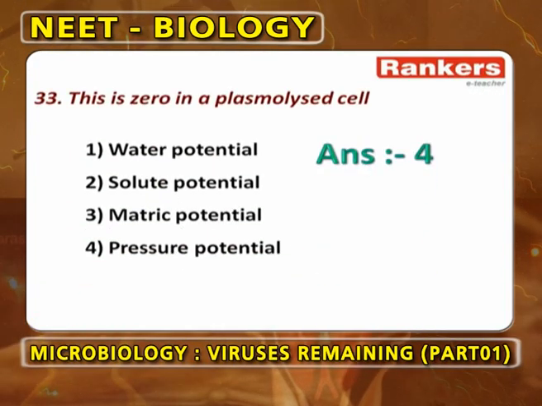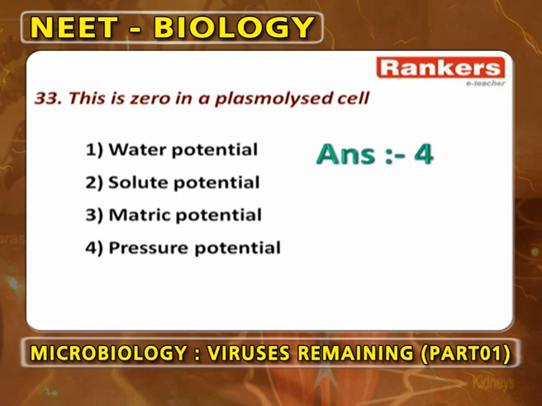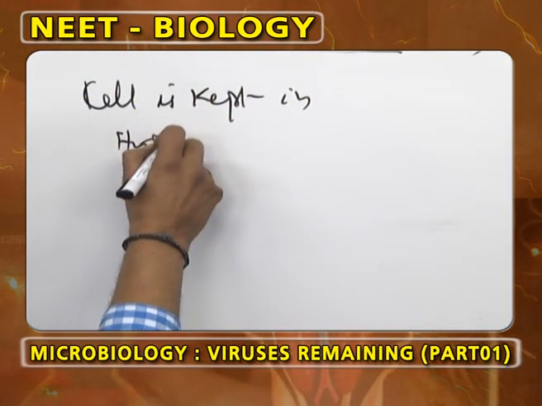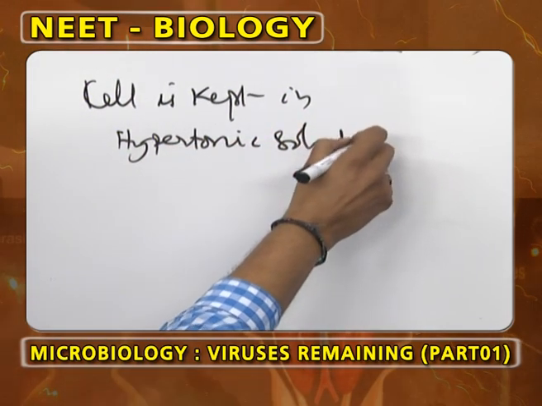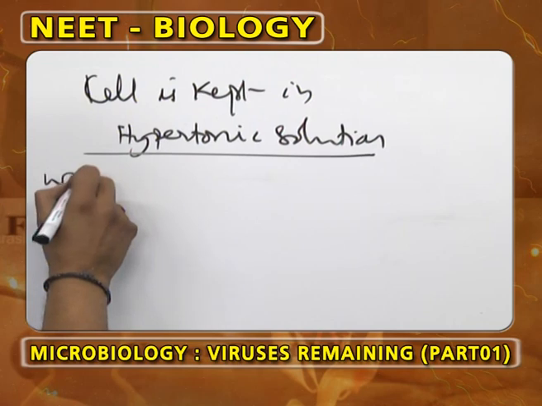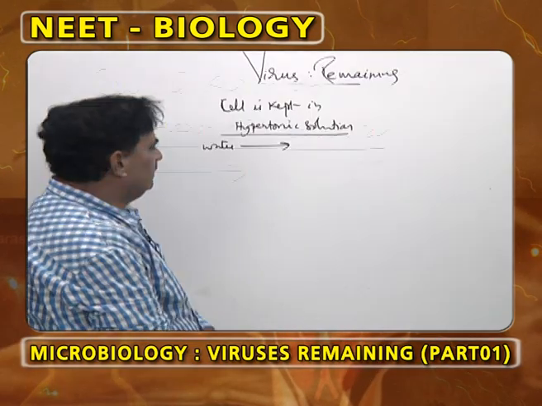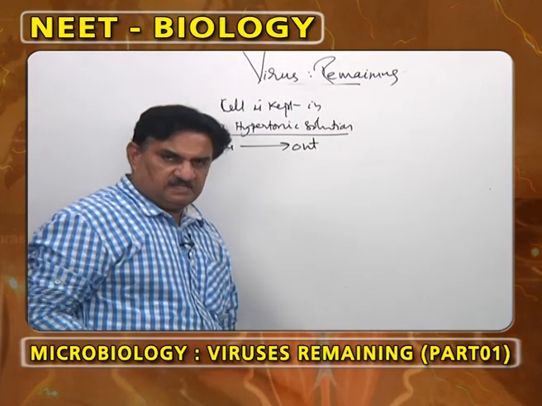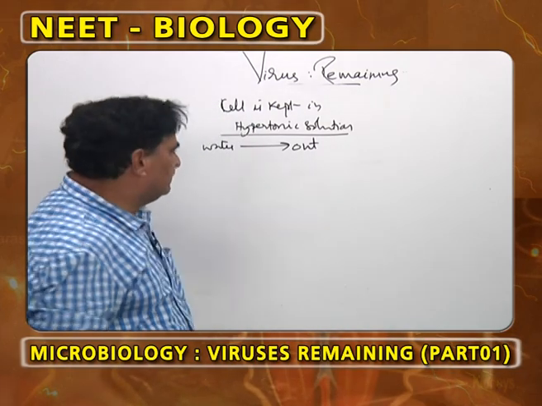This is 0 in a plasmolyzed cell. Whenever a cell is kept in hypertonic solution, whatever water is present in the cell moves out, because water moves from a region of higher water potential to a region of lower water potential, that is, from a region of lower concentration to a region of higher concentration.